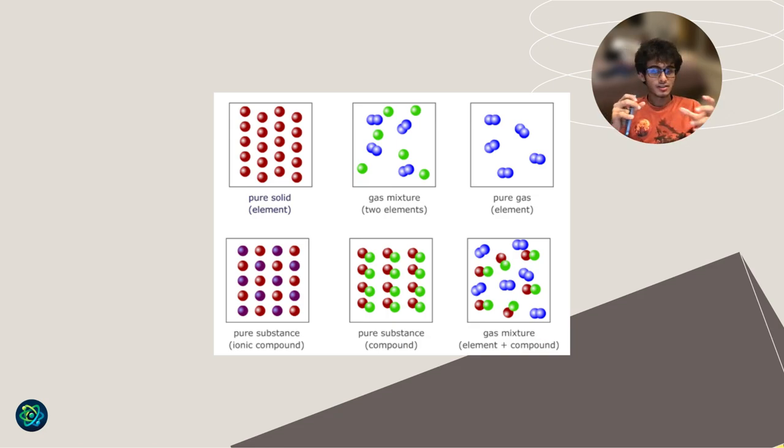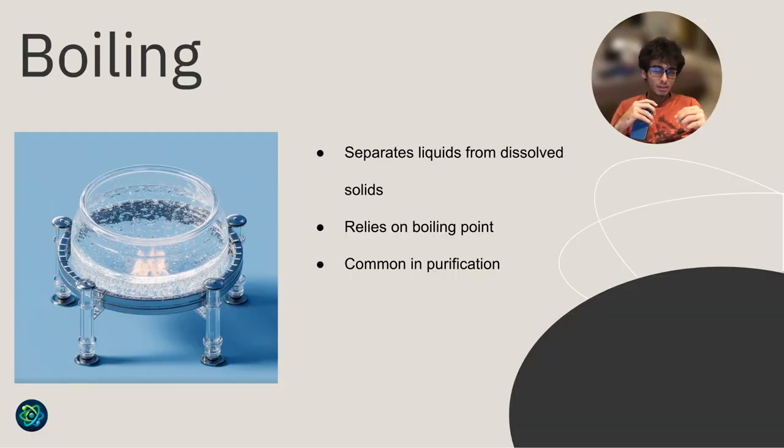It can be different variations of things. A mixture is basically anything that doesn't fall into substance or an element. Now we're going to talk a little about the separation techniques. And the first one we're going to be talking about is boiling.